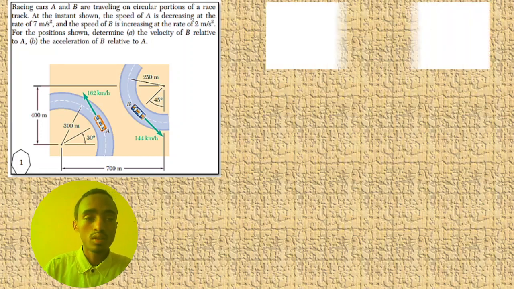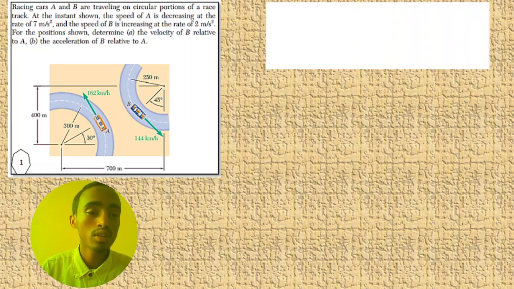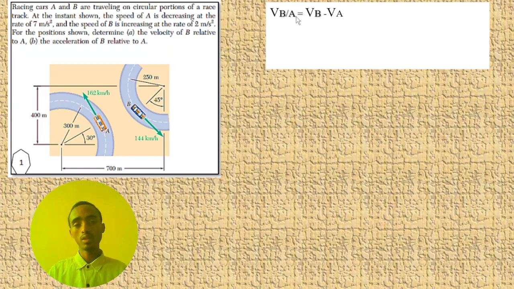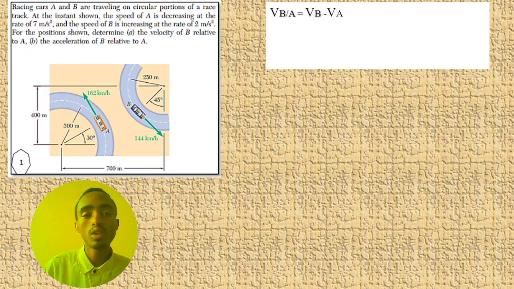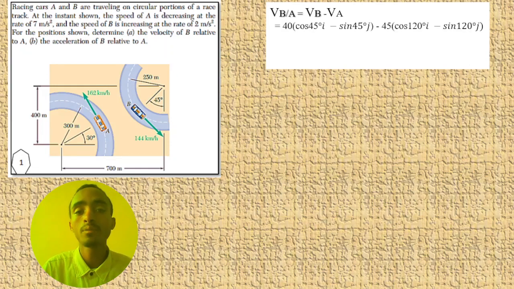To solve the relative velocity of B with respect to A, we use the formula: the relative velocity of B with respect to A equals the velocity of B minus the velocity of A, using components. As you can see, the velocity of A is moving in this direction at an angle of 30 degrees. Here we have 60 degrees, which means 120 degrees. Sin theta is positive in quadrant 1 and quadrant 2, so we can use alternatively 120 degrees or 60 degrees.